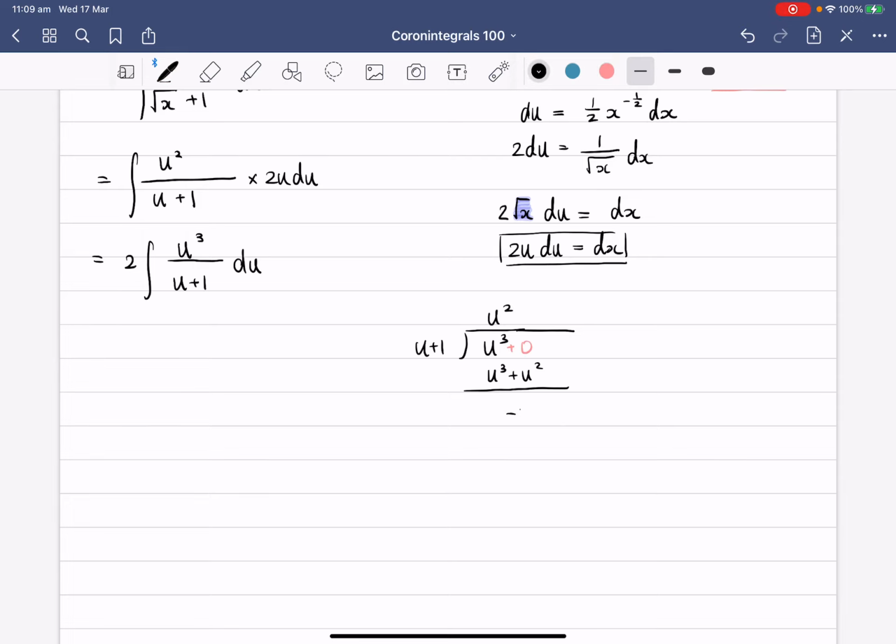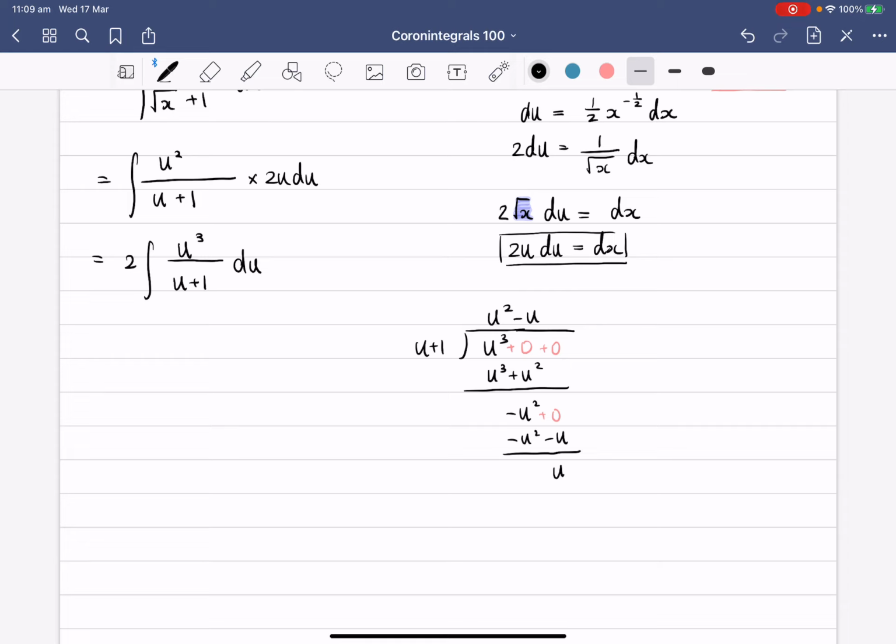So if you do long division, you end up with minus u squared. So we're into minus u. Look at minus u squared plus minus u. Okay, again, remember there's another 0 here, which means you've got another 0 here. So if you subtract the top term minus the bottom term, you get u.